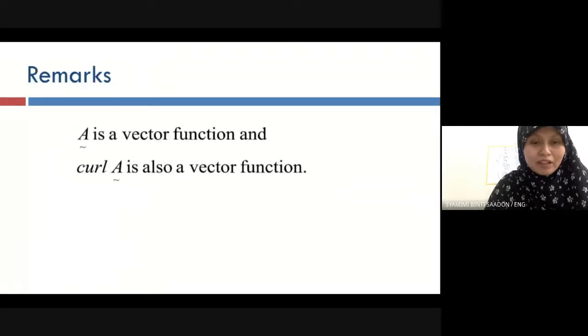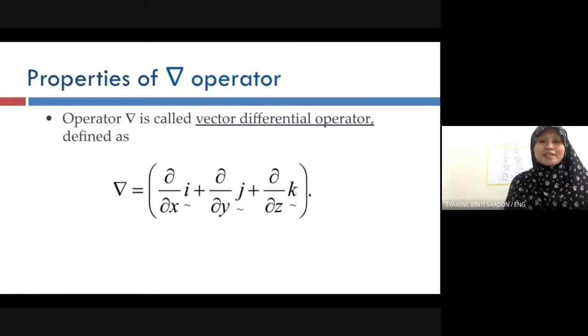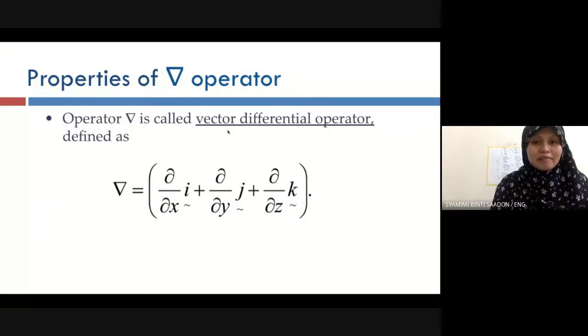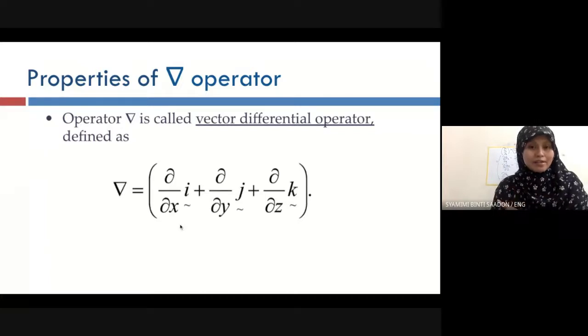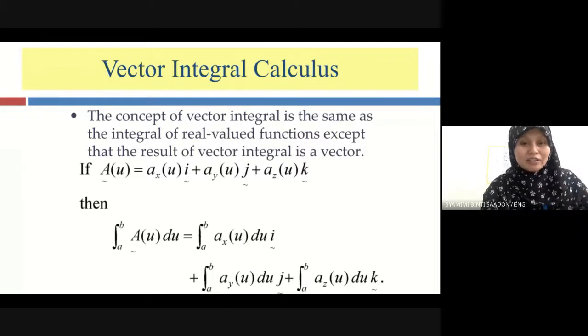Next, remarks: vector A is a vector function and curl A is also a vector function. So properties of this operator. It's called the vector differential operator. It is defined this way: the partial derivative of x, y, and z in the different directions i, j, and k. So that's it for differential.